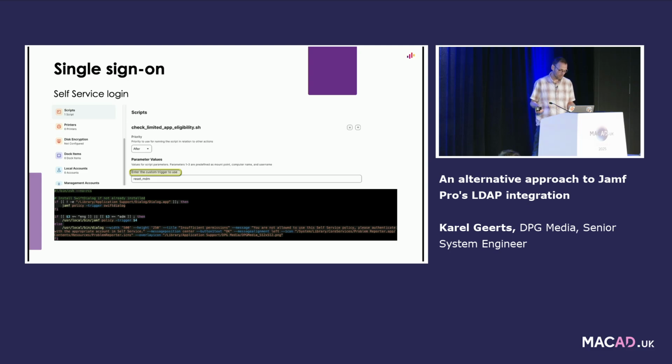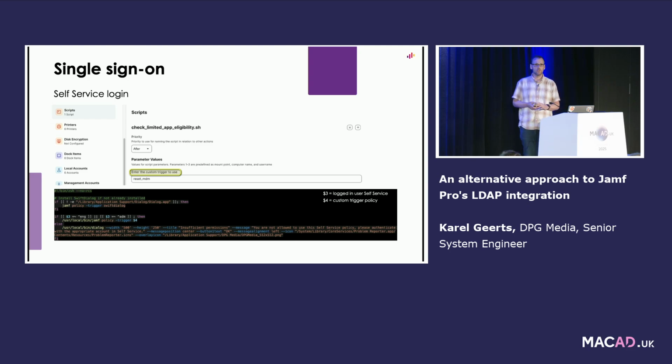We made a script. So what does the script do? It checks if the logged in user in self-service, which is the row 3, begins with ENG, that is an engineering account, or ADM, which is an admin account. And if it is one of both, it will execute a policy, which is specified in the first parameter value. So that's $4.